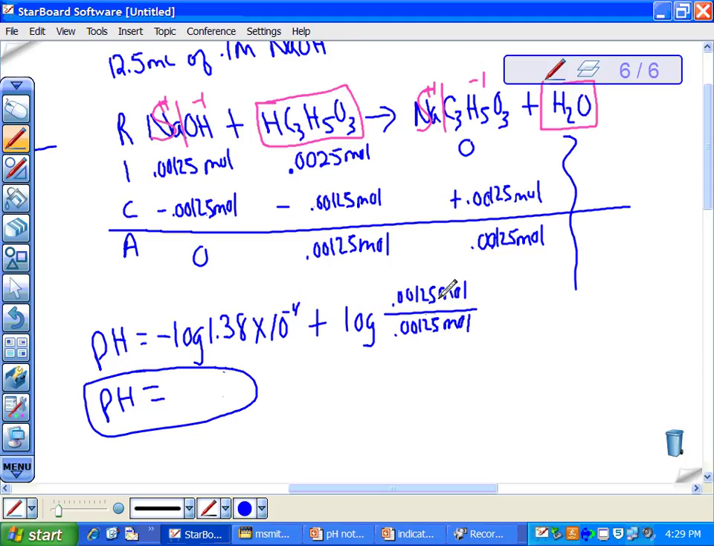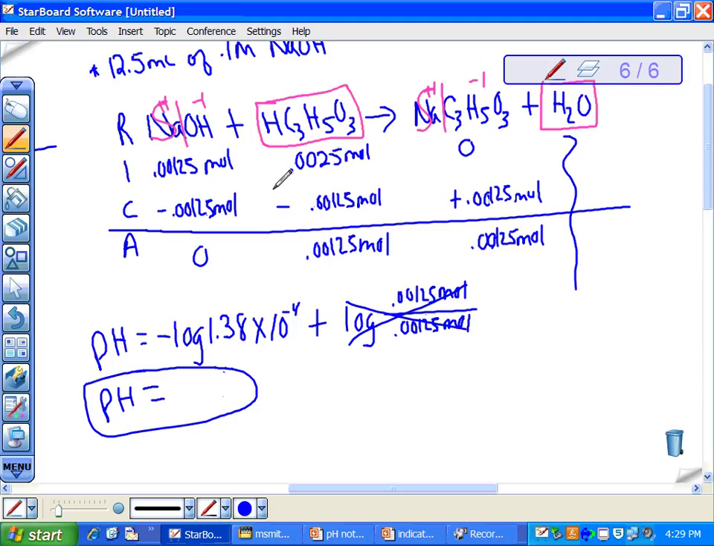This is what we call the best buffering situation. The best buffering situation is when your weak acid and your salt are equal to one another. This is a special point. That's why I would like you to put a star by it in your notes. This is called midpoint. Midpoint is when the best buffering is going on, when you have equal moles of your weak acid and its salt, or the weak base and its salt. So this falls out of the equation.